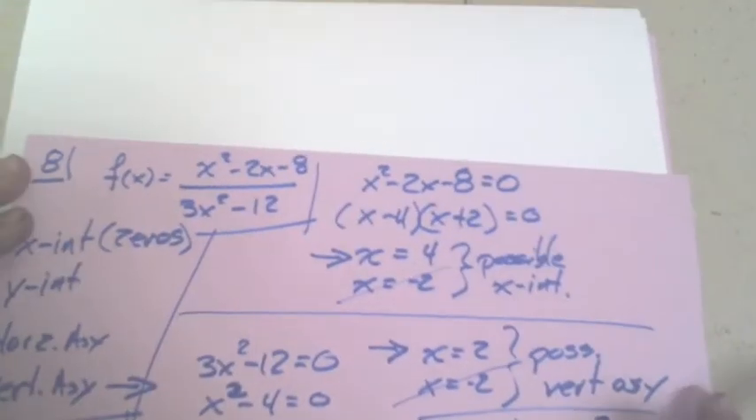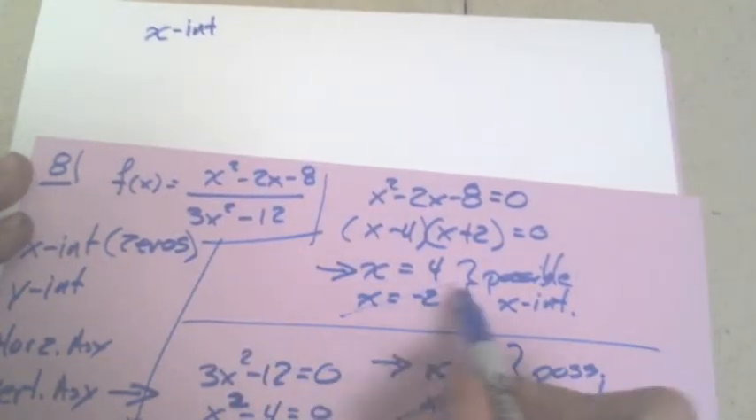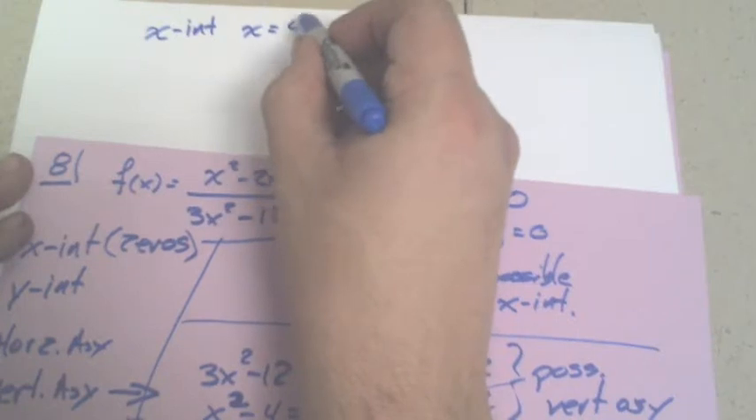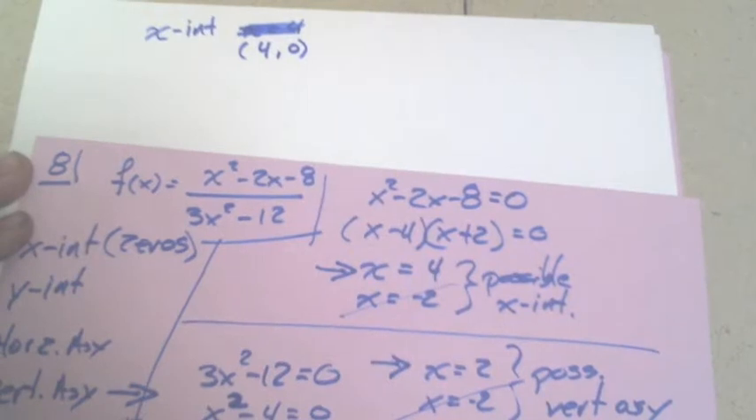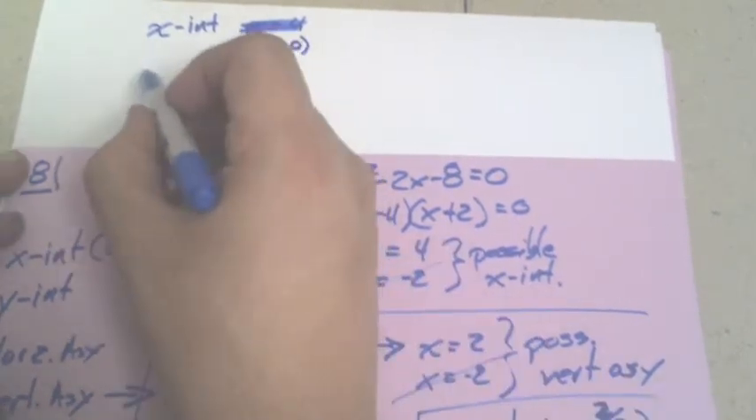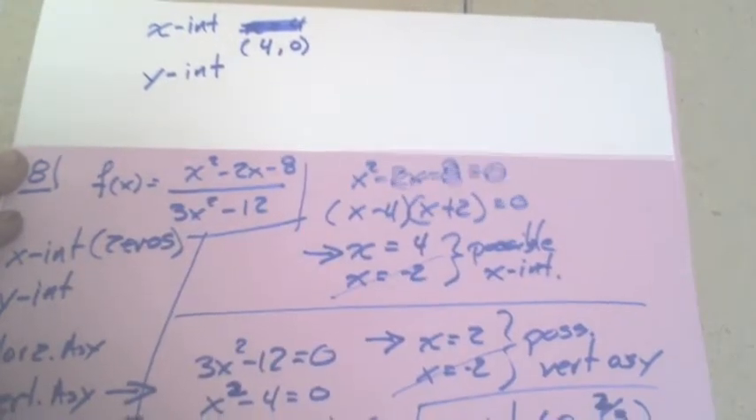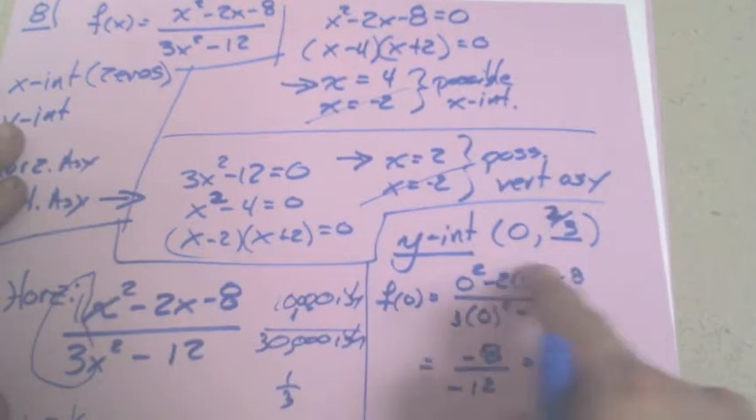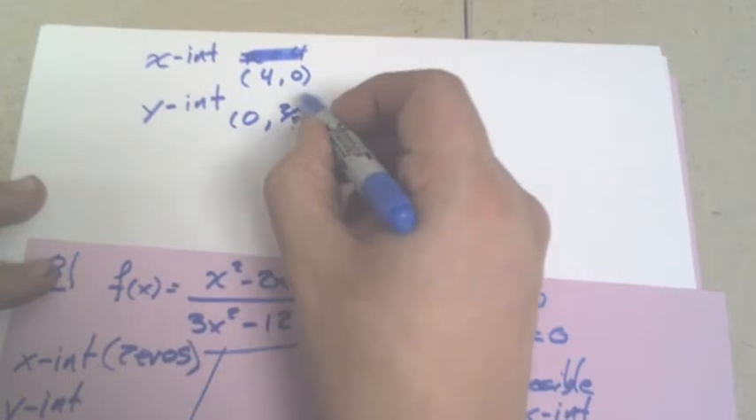Let me give myself a clean piece of paper here. We have determined, change to white, we have determined that we have an x-intercept at x equals 4, or I should more formally say the point (4, 0). X-intercepts are points, so we should call them that. We have a y-intercept at (0, 2/3).